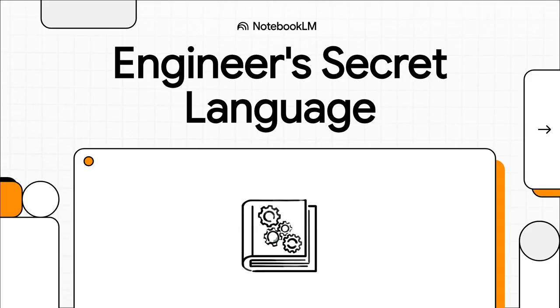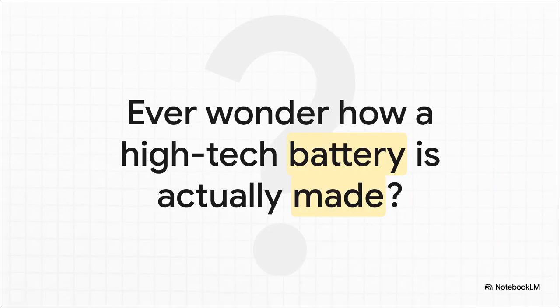Let's jump right in. Think about something like the Tesla Powerwall. It's this incredible piece of engineering, right? But how do you actually go from just a pile of raw materials to this super sophisticated energy storage system? You need a blueprint. And that blueprint is written in a very specific language. And that's exactly what we're going to learn today.